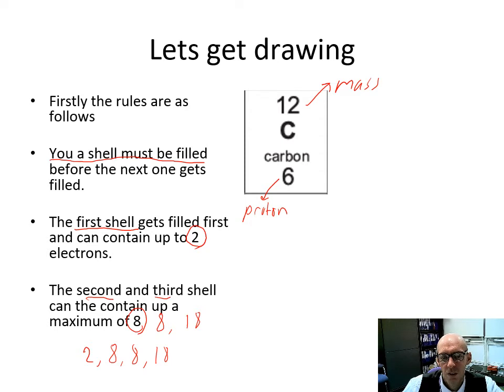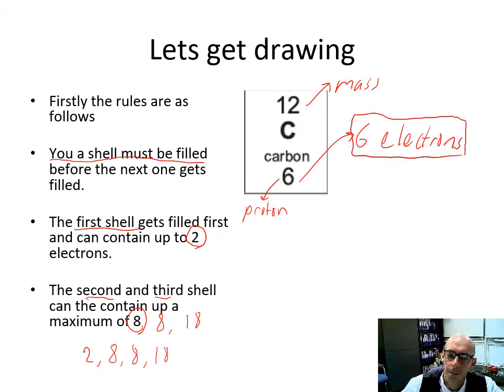And because it's got 6 protons, that means we can work out it has, and this is the first thing you do when you're drawing them, 6 electrons. It's always the smallest of the 2 numbers, either if they're written at the top or the bottom, it doesn't matter. So, it's got 6 electrons.